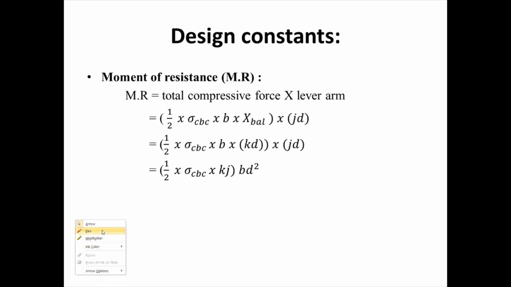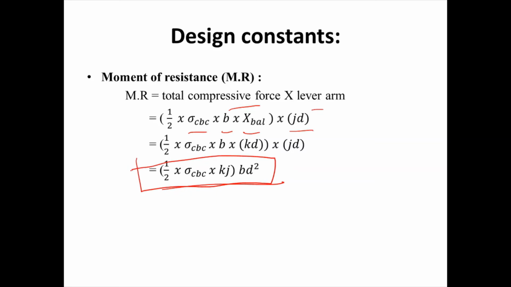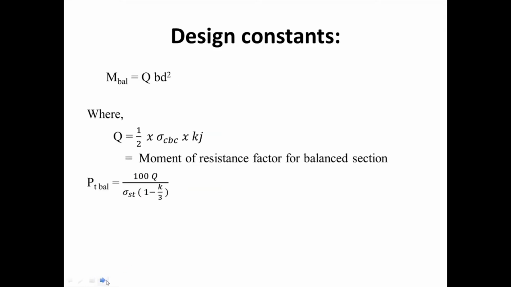Right now, moment resistance. Moment resistance equation: total compression force into lever arm, which is 1 half sigma cbc into b into x balance, into jd. So the final equation is 1 half sigma cbc into kj into bd square. Okay, so here is the equation of moment resistance. So M balance is equal to Qbd square, where Q is equal to 1 half sigma cbc kj, and Q is the moment of resistance factor for a balanced section.